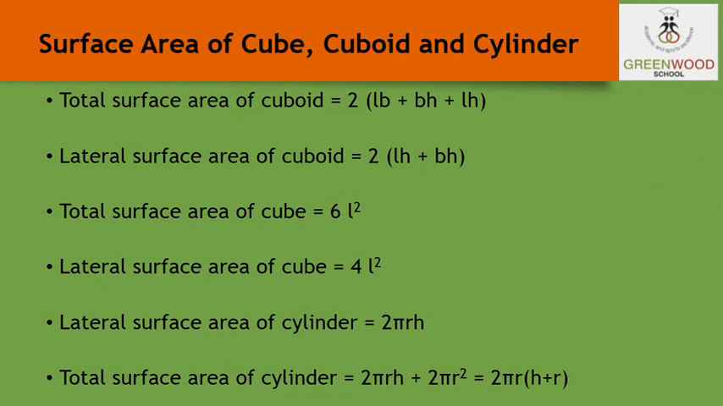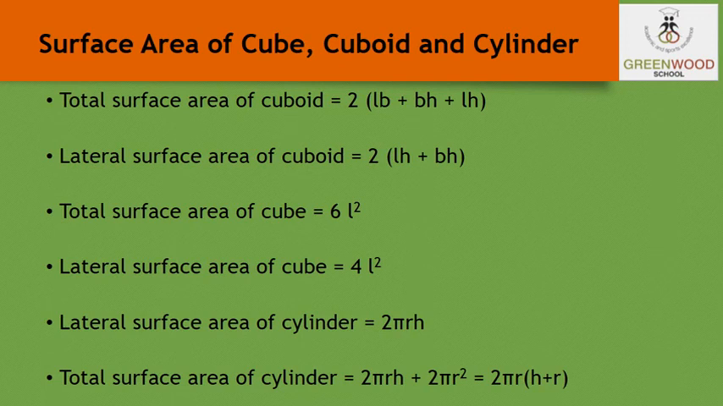Now, let us learn about surface area of cube, cuboid and cylinder. Total surface area of cuboid is equal to 2(LB + BH + LH), where L is length, B is breadth and H is height. Lateral surface area of cuboid is equal to 2(L + B)H.